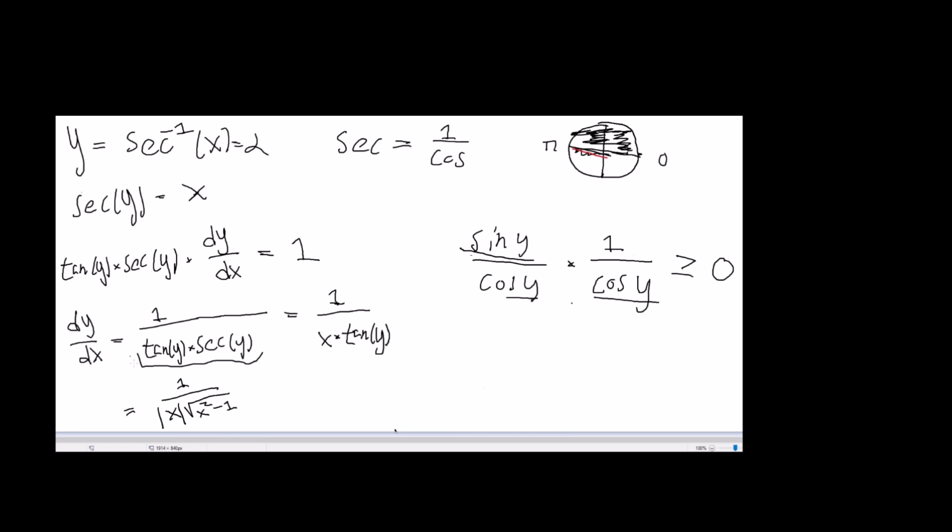So since this is always greater than 0, it can never be negative. And one way to prevent that from happening is by putting an absolute value around the x. And we don't have to worry about the square root, since the square root of something should always be taken as the positive.